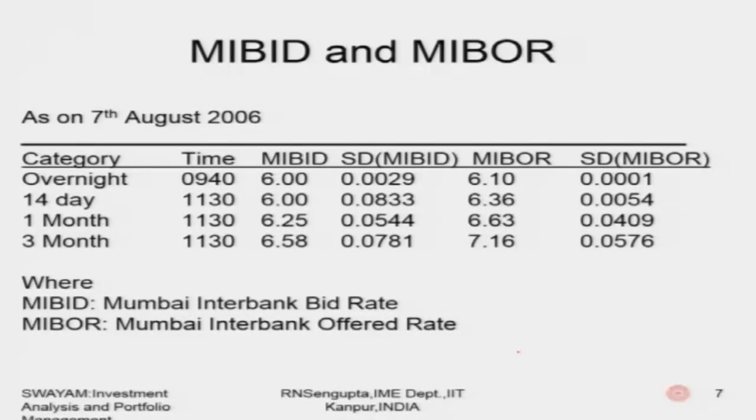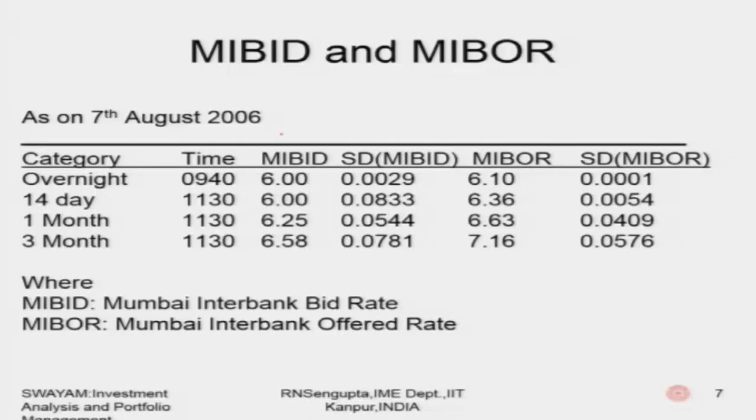So, say for example, this slide shows, as on 7th August 2006, the MIBOR and the MIBID at different time periods. In the first column, we have the category. So, the first is the overnight rate for demand and supply of money. The second row is basically 14 days or 2 weeks interest rates, then the 1 month, then the 3 month. And the second column gives the time, so say for example at 9:40 hours Indian standard time, 11:30, and for the three consecutive 14 days, 1 month and 3 month, you have the two sets of information.